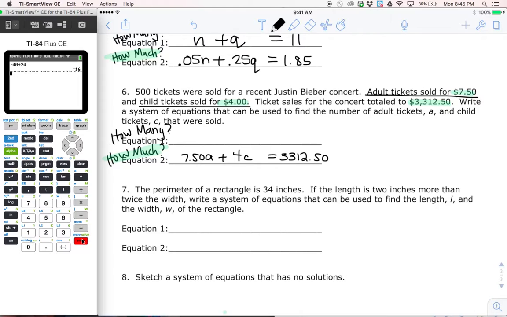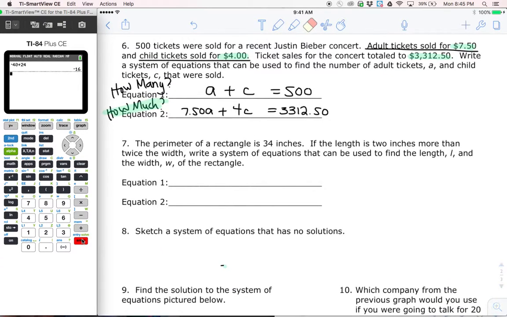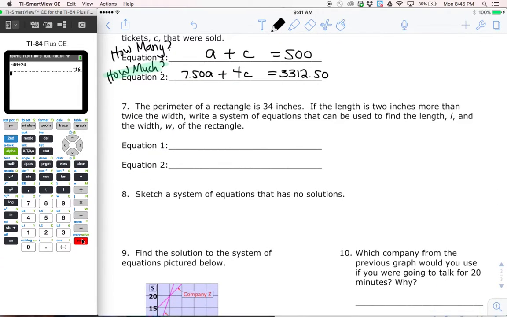All we need to know now is how many tickets total. Well, they told us that 500 tickets were sold. So we're going to say equals 500. What equals 500? Adult tickets and child tickets for 500 tickets total. How many? How much? Okay, the last system we're going to write has to deal with perimeter of a rectangle.